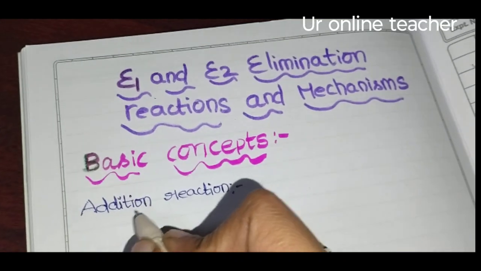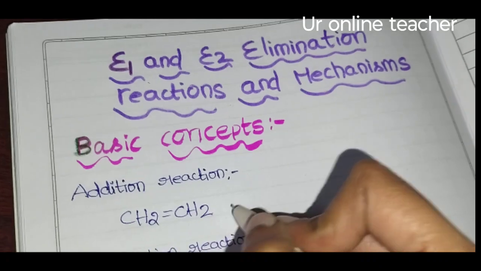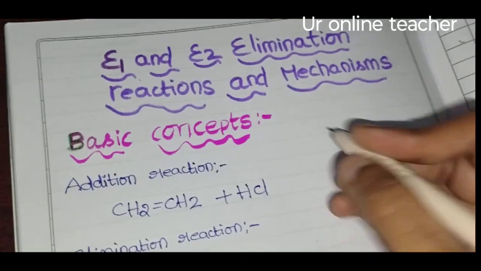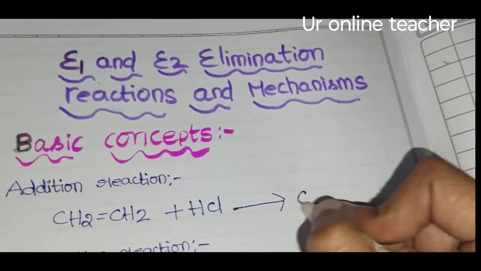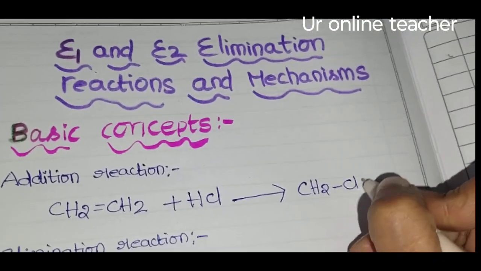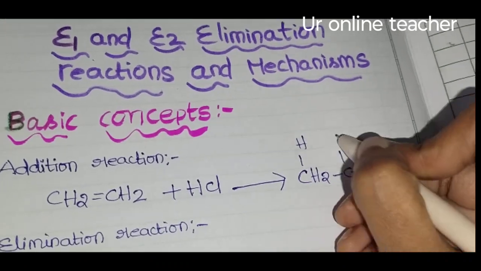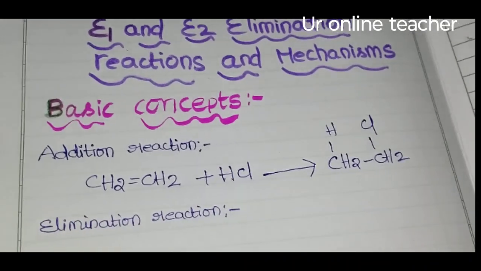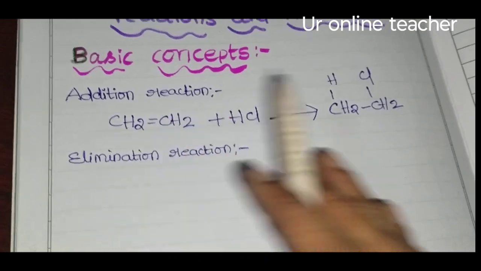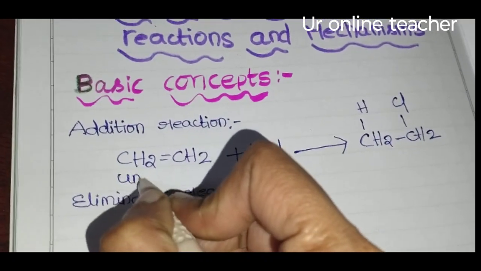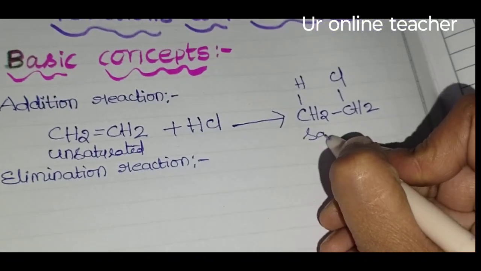When an unsaturated compound like ethylene is added with hydrogen chloride, we will get an alkyl halide, a saturated compound. Because here hydrogen and chlorine are added, it is called addition reaction, and here an unsaturated compound is converted into a saturated compound. In an addition reaction, an unsaturated compound is converted into a saturated compound.